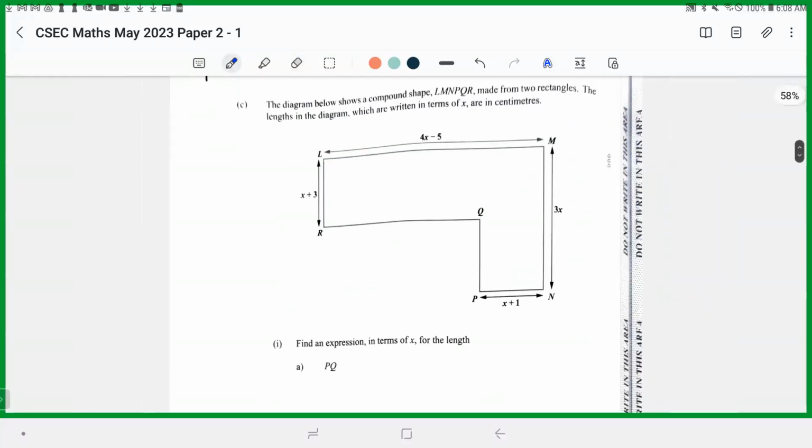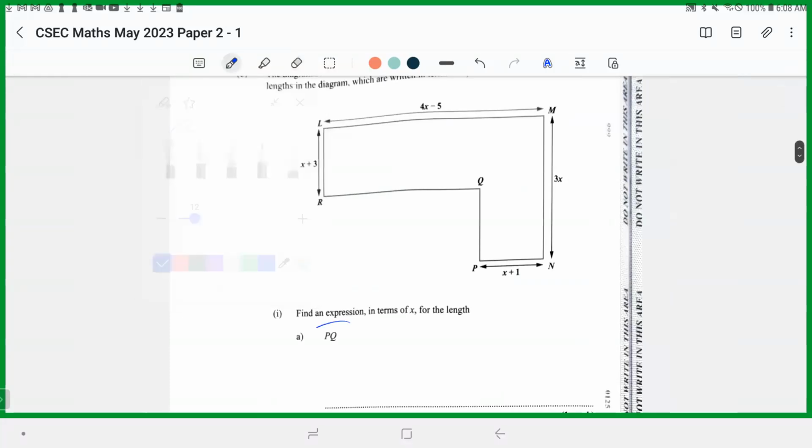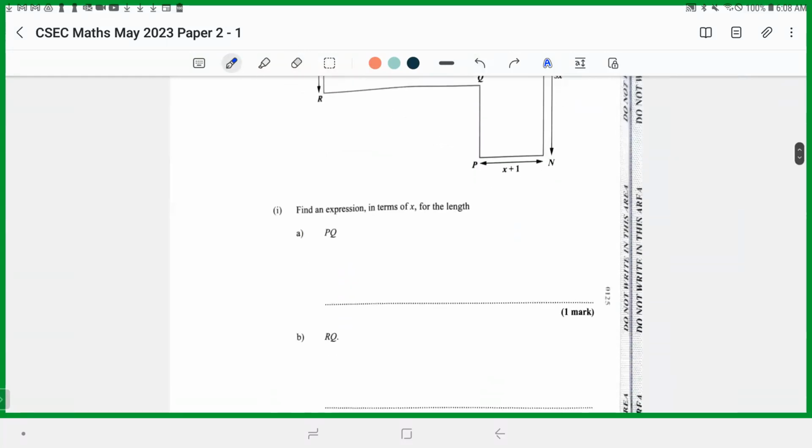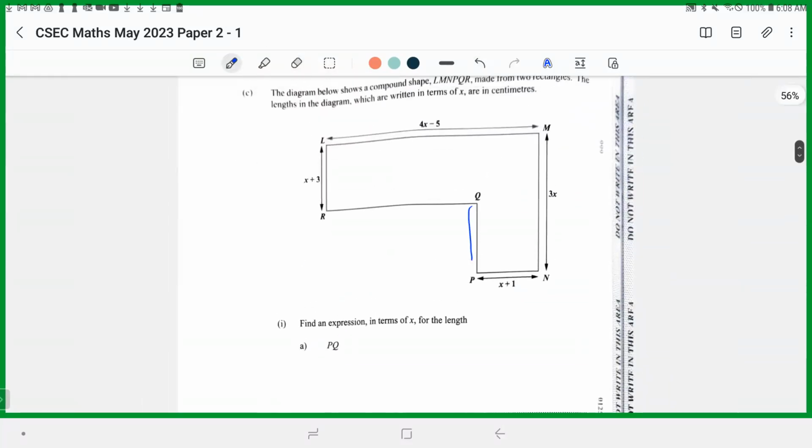All right, the first thing I want is for us to find an expression for PQ, which is here, and an expression for RQ, which is here. So PQ first. Remember, it's a rectangle. These two sides will be equal. Overall, that will be equal to 3x. But this length right here, the same length right here, is x plus 3. All right, so let's put it there.